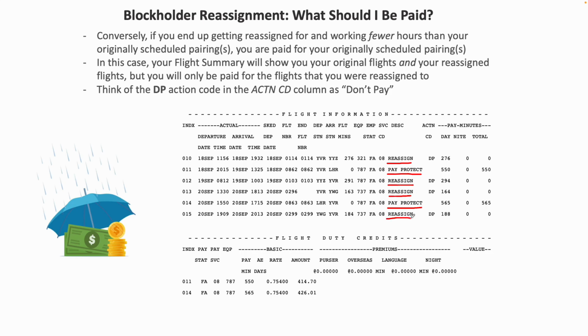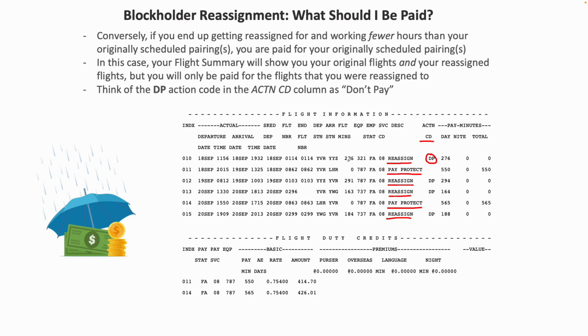But there is an important differentiator. There is an action code column, and in this action code column you can see DP, and the best way to think of this action code is don't pay. So the DP action code instructs crew pay to see what you were reassigned to, but not to pay you for what you're reassigned to.